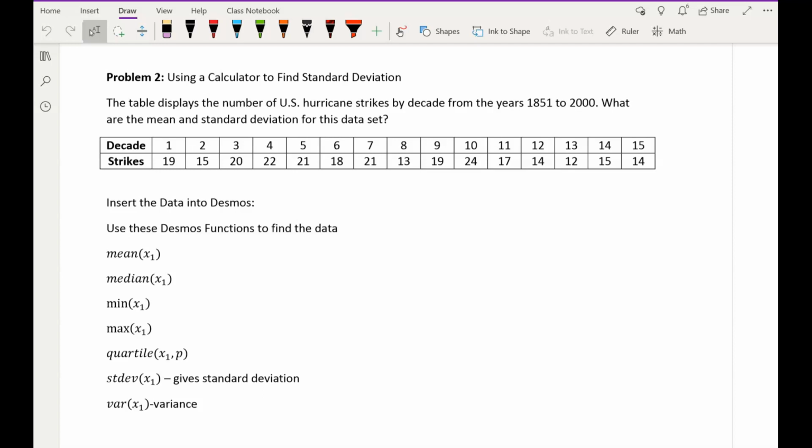I'm going to show you how to use Desmos. You're allowed to use Desmos on state testing, which we didn't have this year, but you are allowed to use Desmos, so I'm going to go ahead and show you how to do that for certain things.